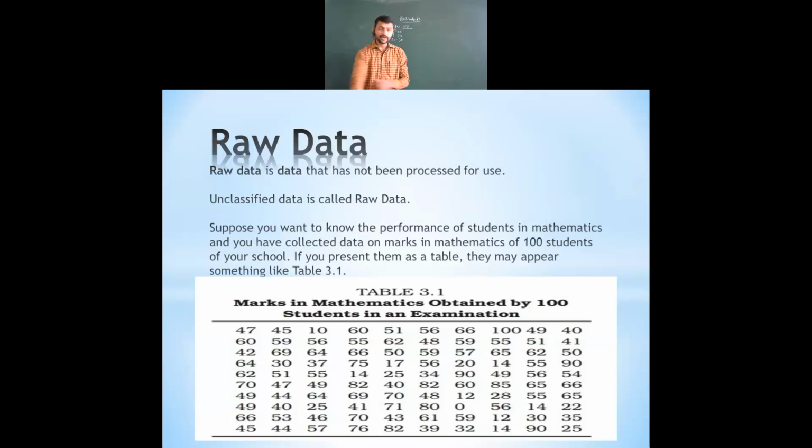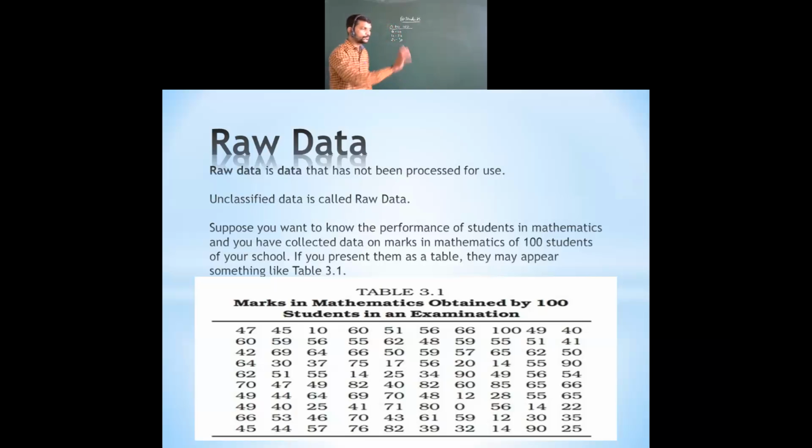What we are going to see from this: marks of mathematics obtained by 100 students in an examination. In one examination, out of 100 students, they have taken this many marks. Which is the highest value here? 100 out of 100, only one student has taken. Which is the lowest value here? 0. Only one student has taken zero.